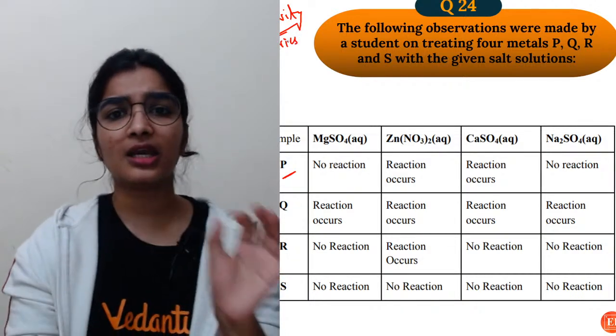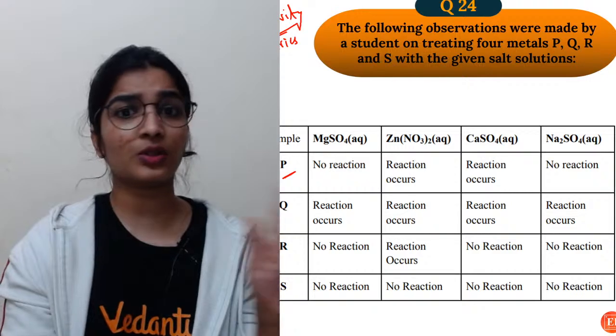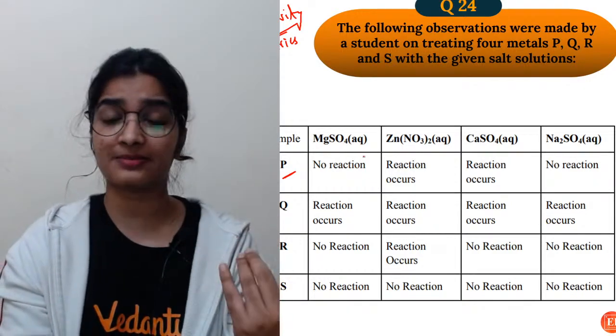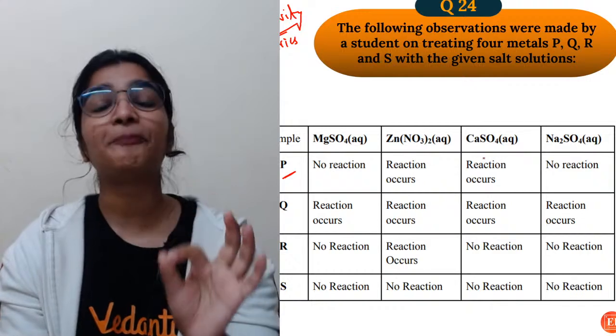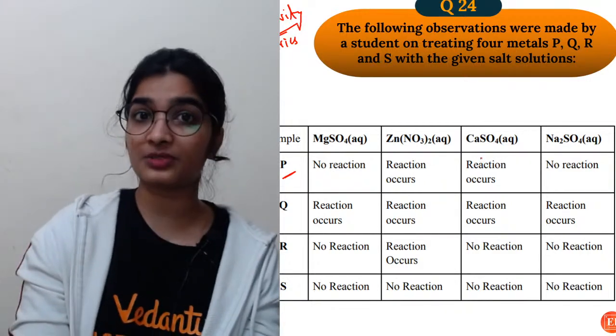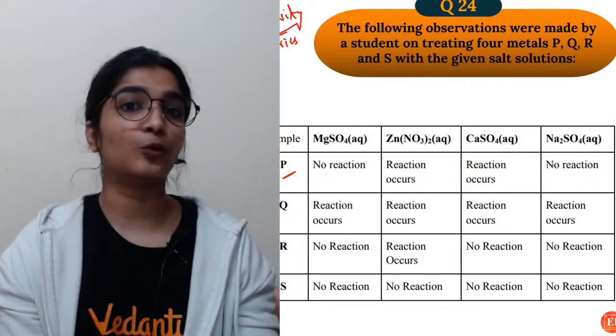Reactivity series. Okay? So with P, with magnesium sulfate, no reaction. So what kind of reaction will happen? Displacement reaction, no reaction. With zinc, yes, reaction takes place. Calcium sulfate, yes, it could displace calcium from its compound. And with sodium sulfate, no reaction.